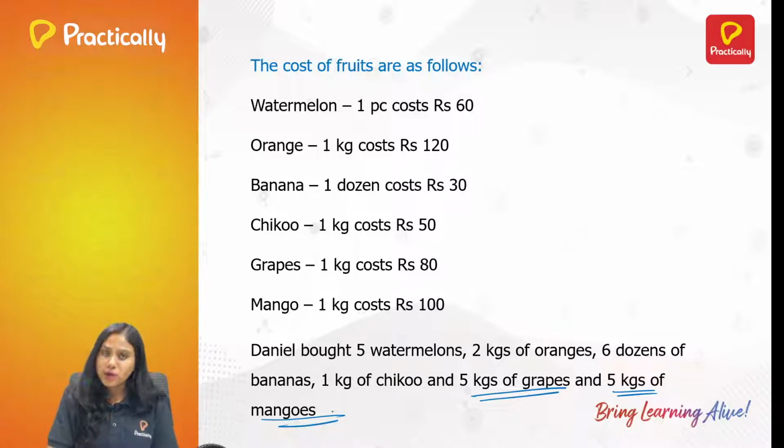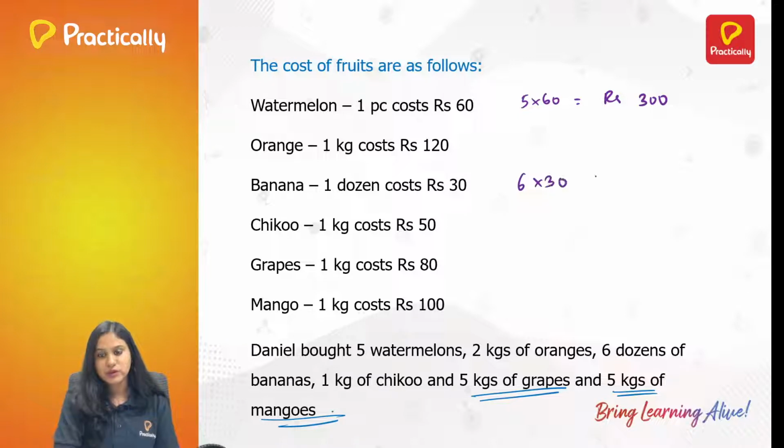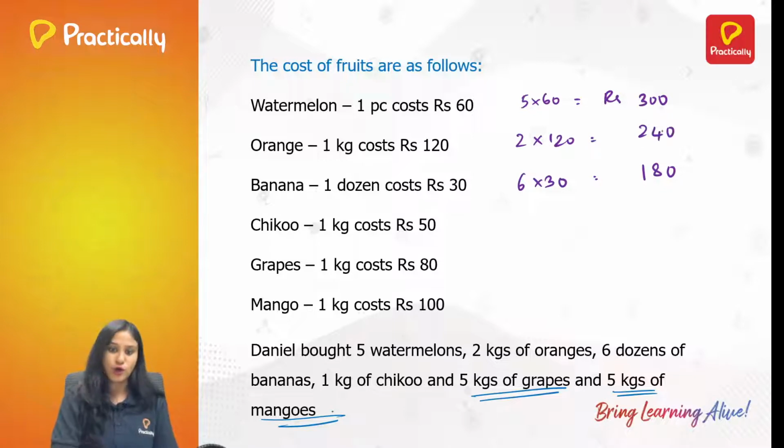Right. So let me also start doing it. 5 watermelons, so 5 into 60, rupees 300. Next, 6 dozens of bananas, so 6 into 30, rupees 180. Next, 2 kgs of oranges, so 2 into 120, rupees 240.